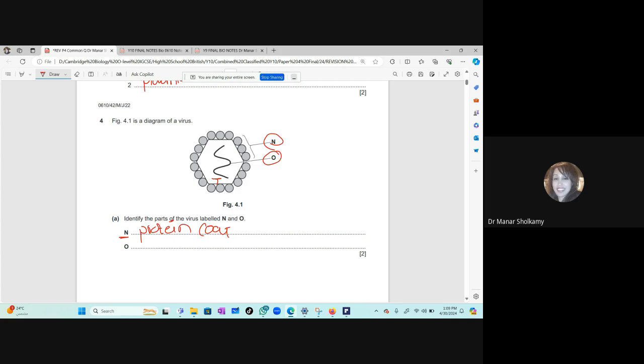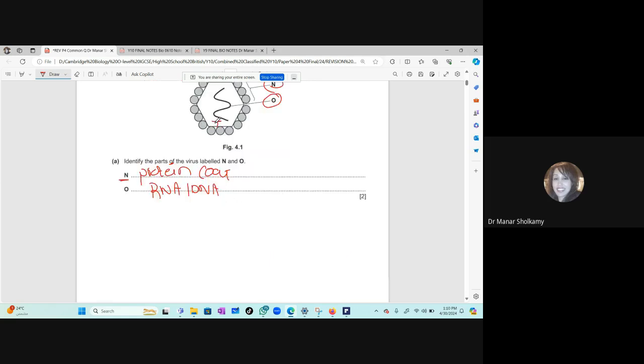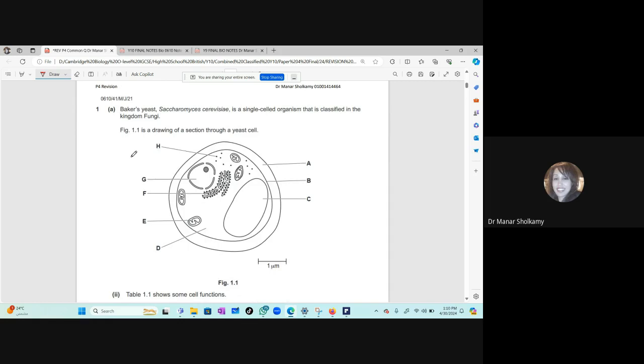Did I hear mRNA, or am I wrong? DNA. No, rRNA. Yes, RNA or DNA. So it is genetic material, either RNA or DNA. If I heard messenger RNA, this is not in a virus at all. This is in an animal or a plant cell.